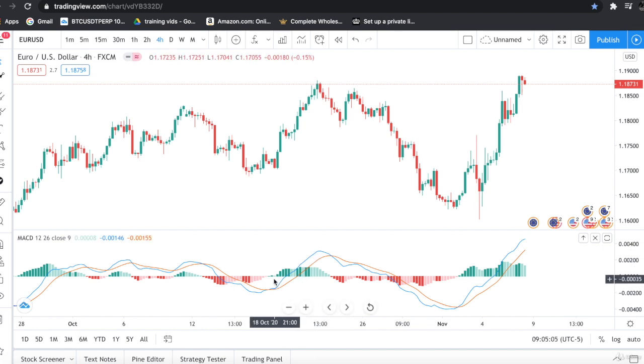So look at the histograms. The histograms were getting green. Strong green, strong green, strong green. This means that there is great buying activity over here. And when the histogram turns transparent, it means that the buying activity is gradually decreasing. As you can see, the buying activity is gradually decreasing. Look here. The histograms were getting transparent over here constantly. This means that the buying activity is gradually decreasing.